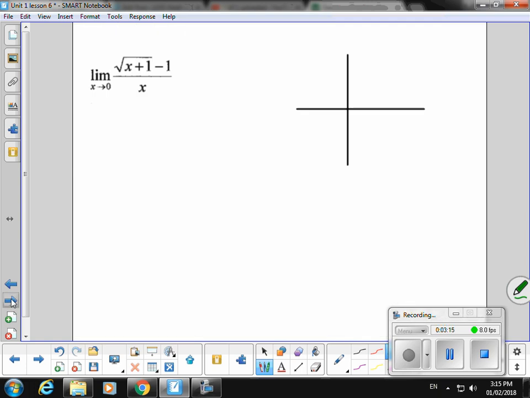All right, the last one. If I do a direct substitution for this one, I'm going to get 0/0. So I have an indeterminate. Let's have a look at that thing for a second.